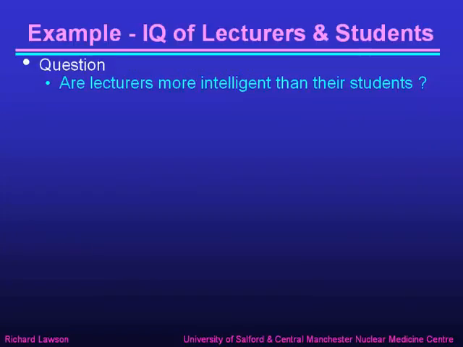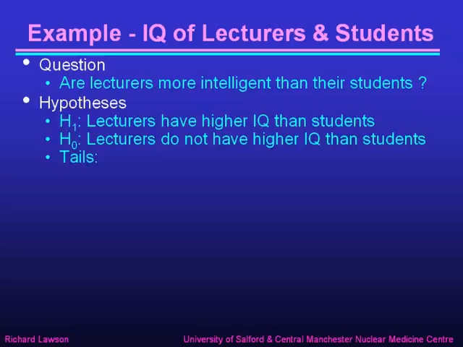If we want to take an example of the unpaired t-test, then let's look again at the intelligence of lecturers, and this time we'll compare them with students. So our question could be, are lecturers more intelligent than their students? The hypothesis is that lecturers have a higher IQ than students, and the null hypothesis is lecturers do not have a higher IQ than their students.